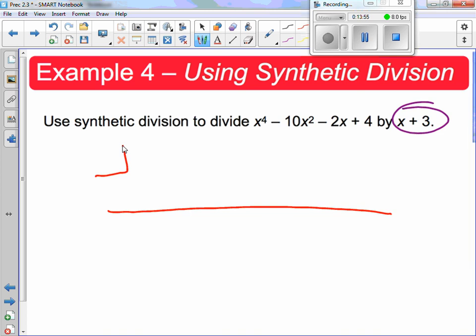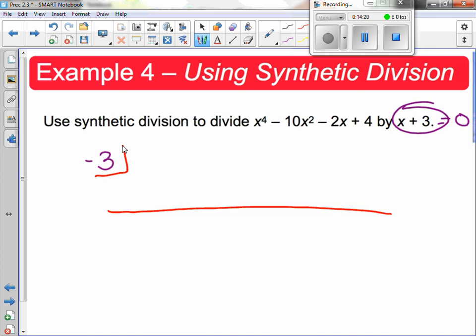What we're dividing by, or it goes up here, and we just take the number, but we flip it. Or really, another way we say this is that we solve for it. We set it equal to 0 and solve. I subtract 3, so x equals negative 3. So here we're using the zeros. We're using the zeros of the function to solve.